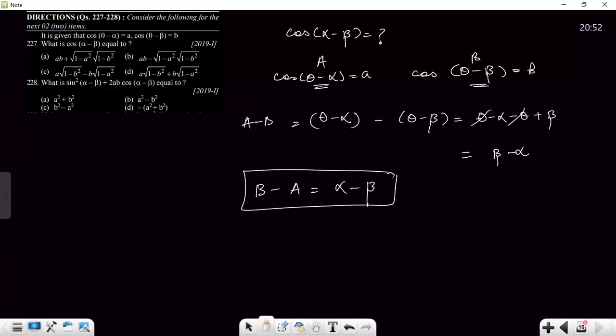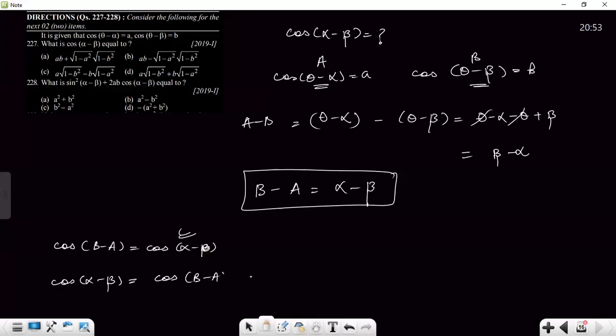Do you agree? We have assumed theta minus alpha as A, theta minus beta as B. So B minus A becomes alpha minus beta. Is this clear? Yes, sir. Okay, nice. Now let's take cosine on both sides. So cosine of B minus A is equal to cosine of alpha minus beta, which is what we need to find out.